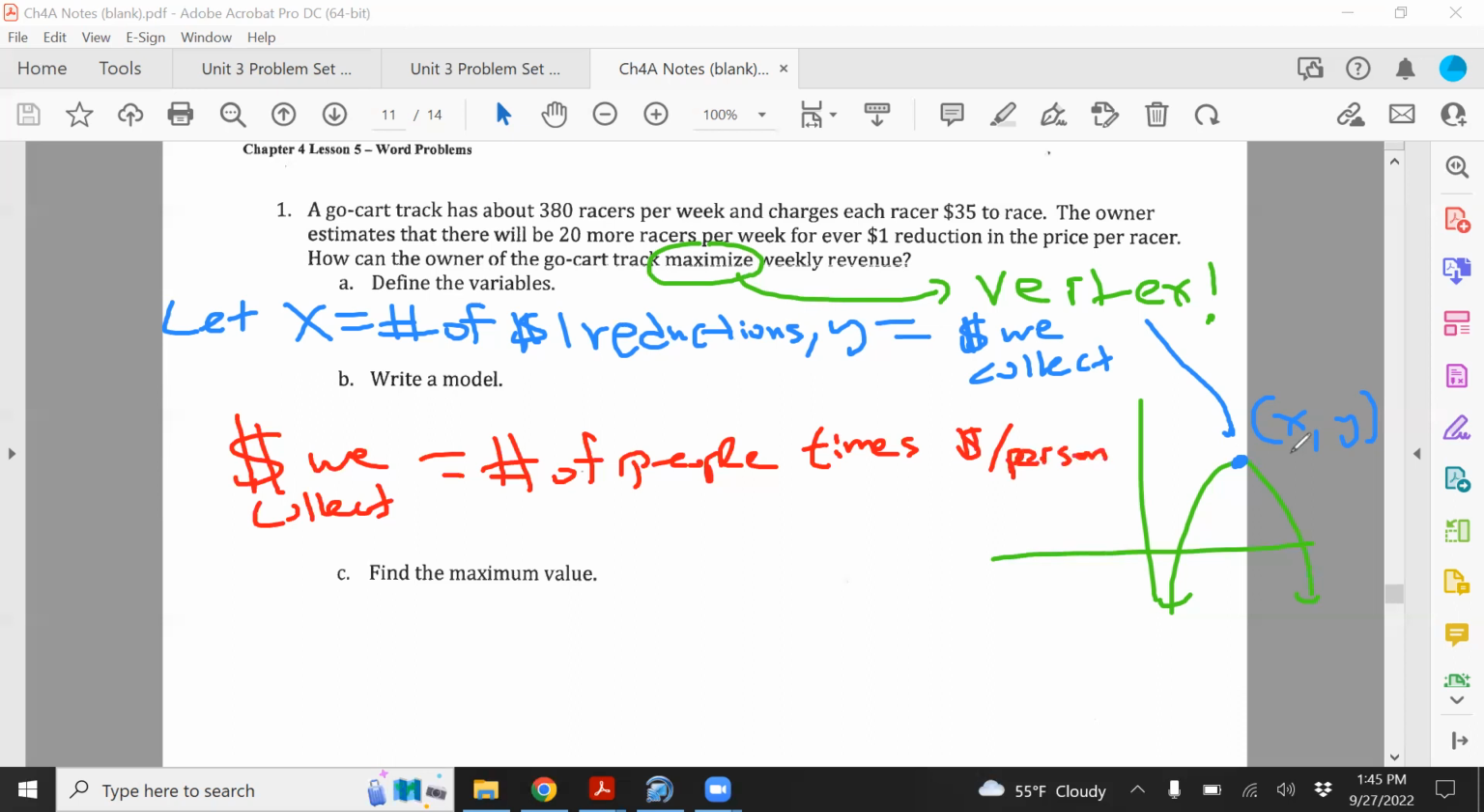Okay. That makes sense, right? Like if you charge $20 to come to an event, and you have 100 people, you make $2,000, right? But if you drop the price, maybe more people will show up. But if you drop it too much, then you're probably going to be bleeding money, right? So you got to find that sweet spot.